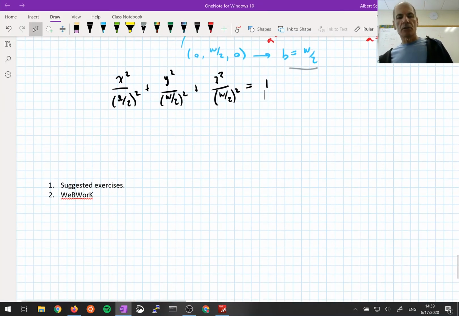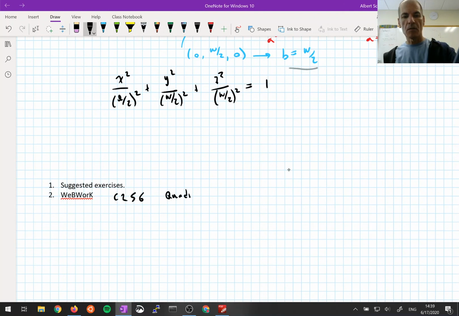Okay, so work through these exercises. The suggested exercises are essentially all of them at the end of the section. Do enough of them so that you're comfortable with the concepts and material, and then jump over to web work, and you want to take the assessment C2S6 quadric surfaces. Thanks a lot.